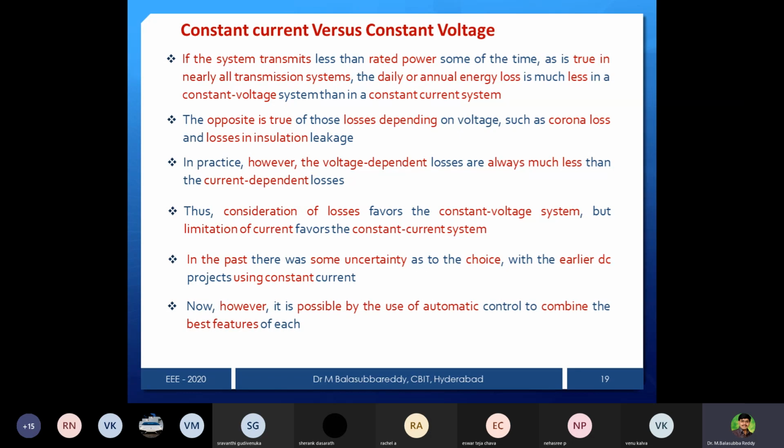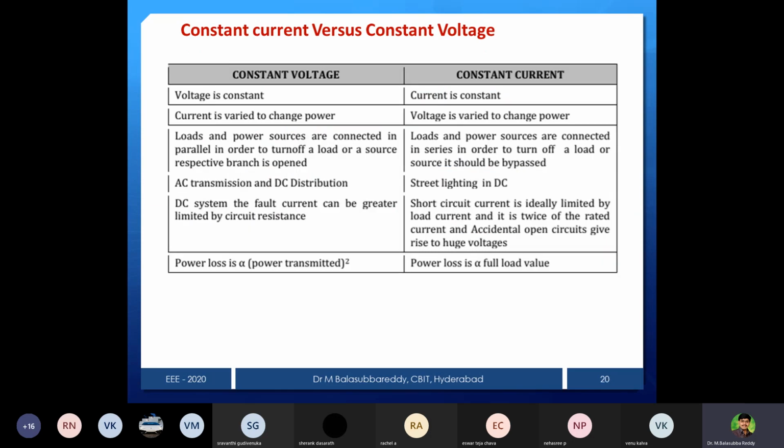So it should not be done in only one way. You just coordinate the constant current and constant voltage, and you can bring out the operating point. You can move one of the parameters while keeping the other parameter constant. It is possible to have an automatic system for the best performance. And you can also represent it like this, constant voltage and constant current.